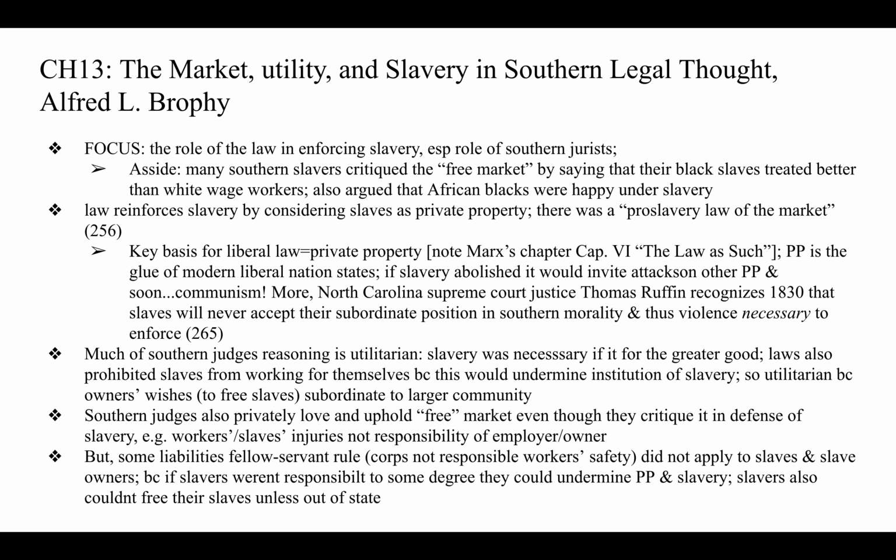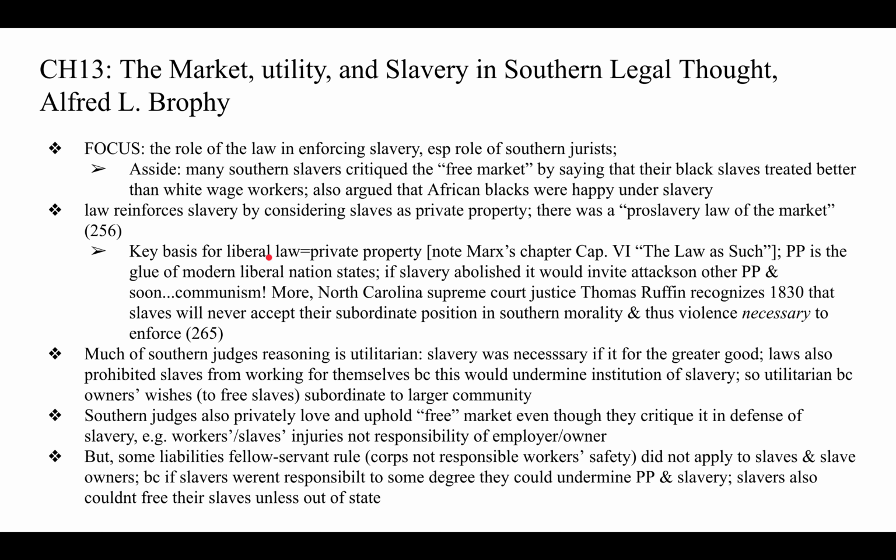In Chapter 13, "The Market, Utility, and Slavery in Southern Legal Thought," Alfred Brophy looks at the role of the law in enforcing slavery, and especially the role of Southern jurists and judges. An aside here is that many Southern slavers critiqued the free market by saying that their Black slaves were treated better than white wage workers, and they also argued that African Blacks were happy under slavery. So this is what many Southern slave owners said. And the law at the time reinforced slavery by considering slaves as private property. There was a pro-slavery law of the market, says Brophy.